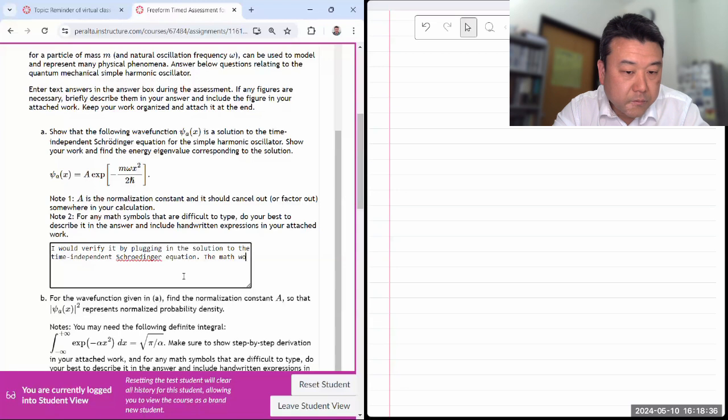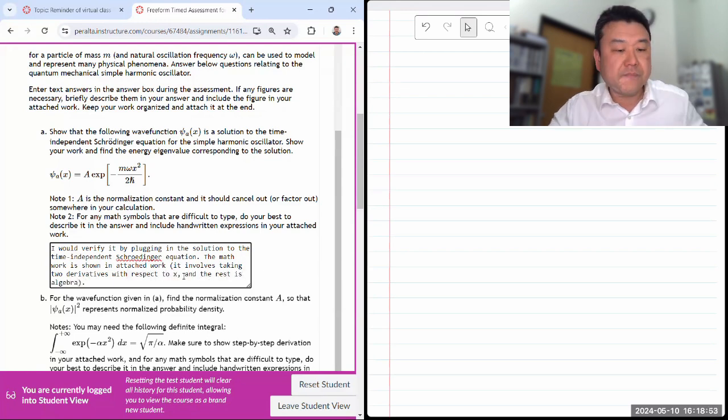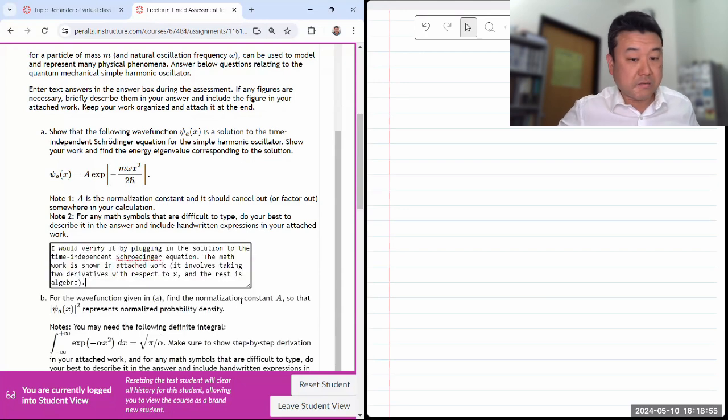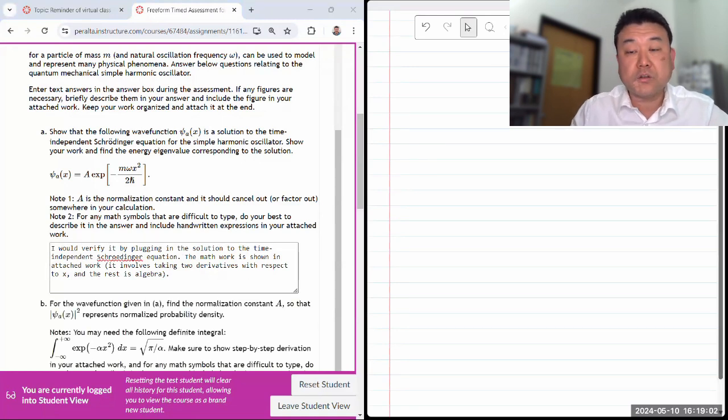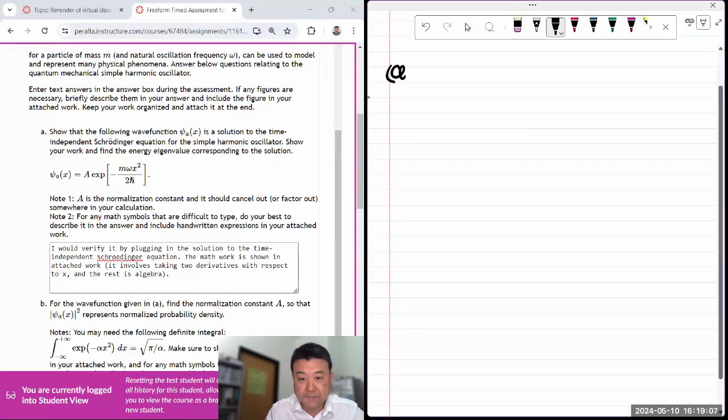The math work is shown in the attached work. It involves taking two derivatives with respect to x, and the rest is algebra. I'm giving this discretion because it's my constant thing that I say to people. Your answer submitted within the time limit should give me some indication of how to anchor it to the work you attach. So that's why I'm following my own advice.